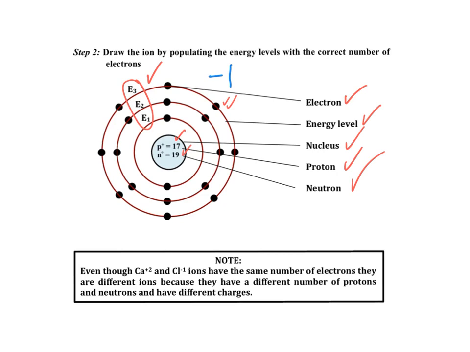So now that we've done this, we have completed this section on ions, and we are now going to move on to the next subtopic, which is going to be isotopes.